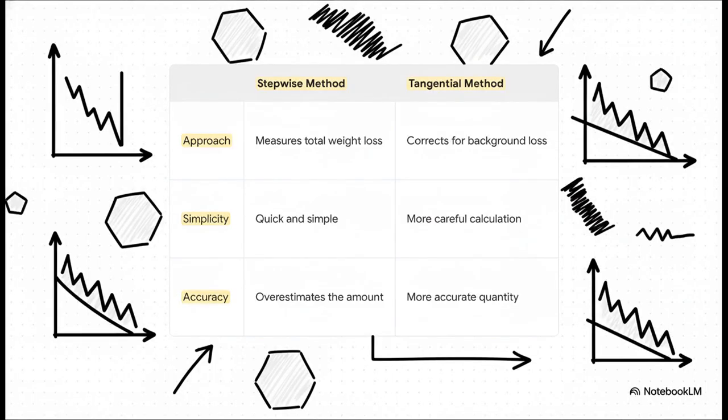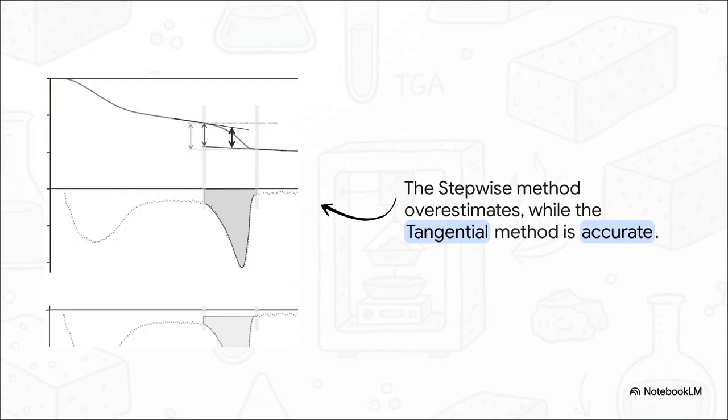So once we have our messy graph, how do we pull out the amount of just one substance, like our friend Portlandite? Well, there are two main interrogation techniques. The stepwise method is the simple one. You just measure the total weight lost between the start and end of that Portlandite peak. But the tangential method is smarter. It actually accounts for the background weight loss from other materials that are also decomposing in that same temperature range. And this right here is why that distinction matters so much.